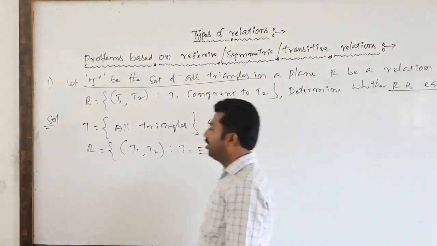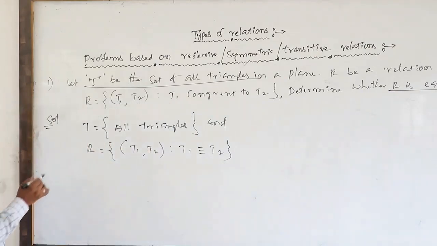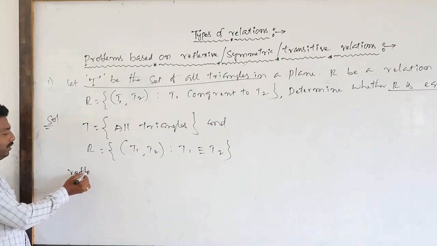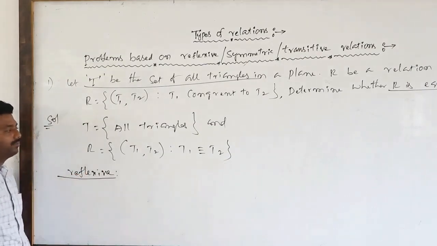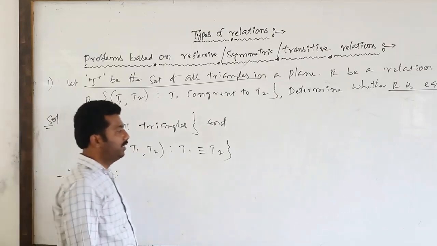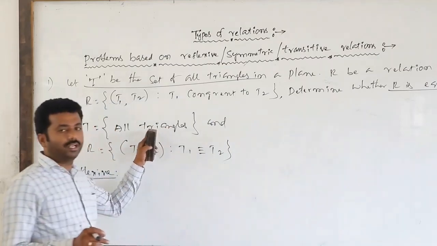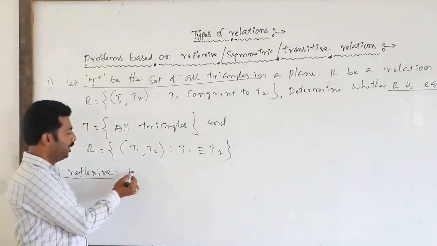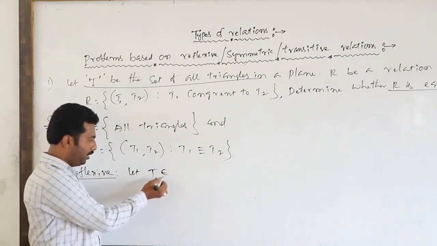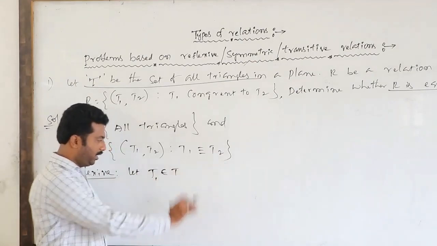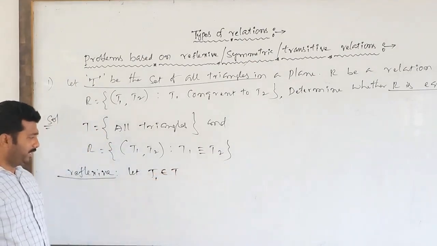Equivalence means we have to check whether capital R is reflexive, symmetric and transitive. So first I will take whether capital R is reflexive or not. See, what is a reflexive relation? From a non-empty set, each and every element we have to select. See here, let T1 be one element from the non-empty set.